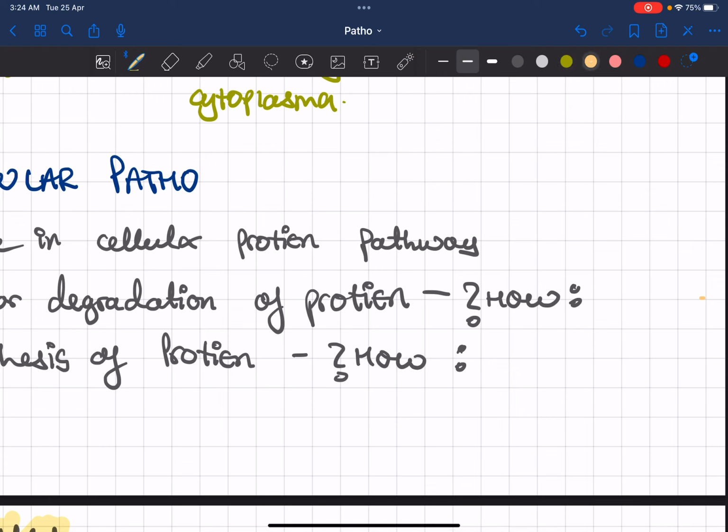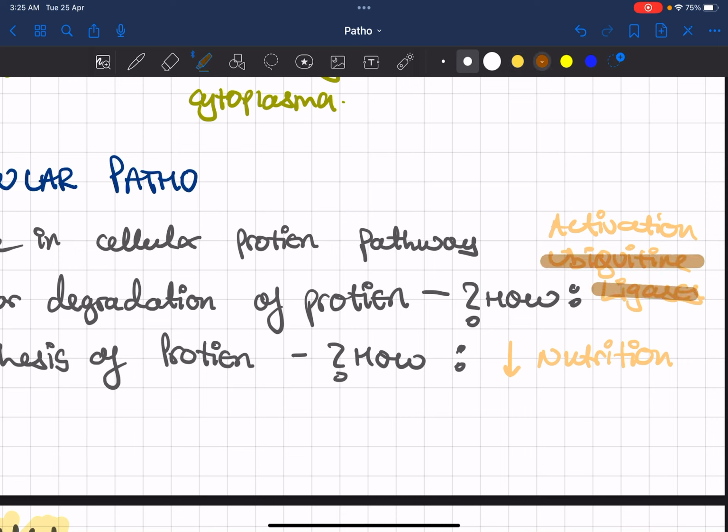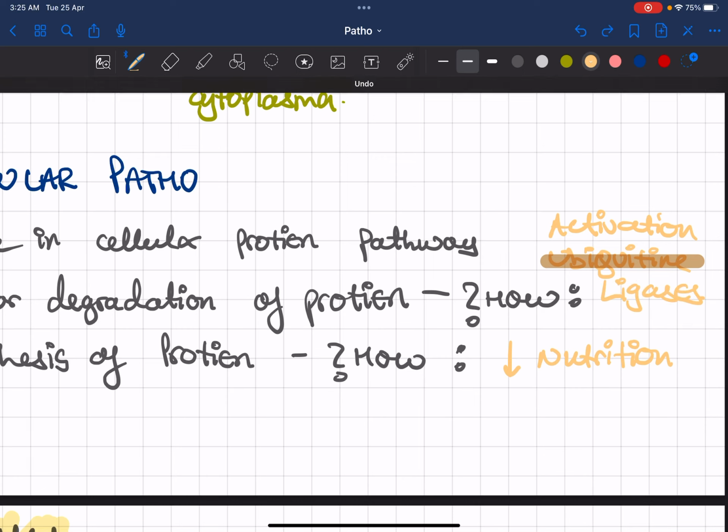These things happen due to lack of nutrition for synthesis, and for degradation there is activation of something called ubiquitin ligases. These ubiquitin ligases attach to the cellular protein and cause them to undergo degradation.